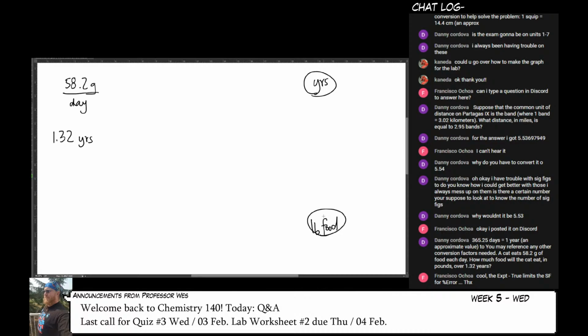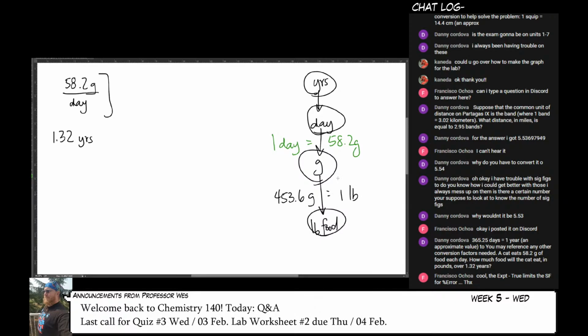So I know how much food is eaten in grams per day. So if I turn this into days, then I can turn this into grams. Because this conversion right here says that one day is 58.2 grams worth of food. And if you look up a conversion for grams to pounds, you could find that. So there are 453.6 grams in a pound. That's on Google. And then we have the time conversion.